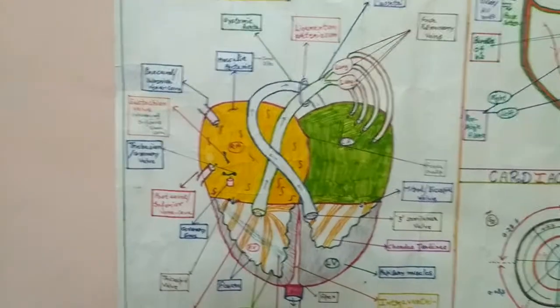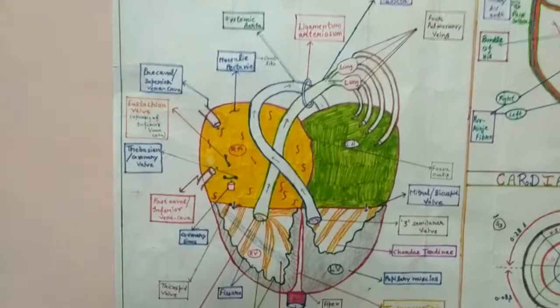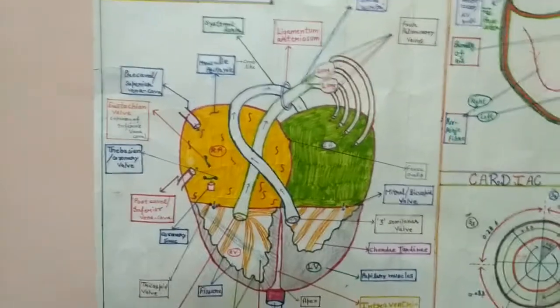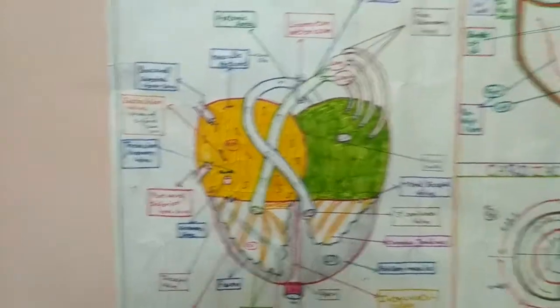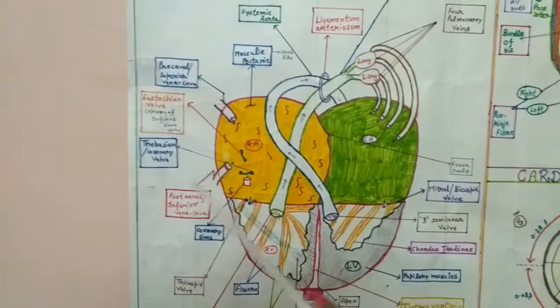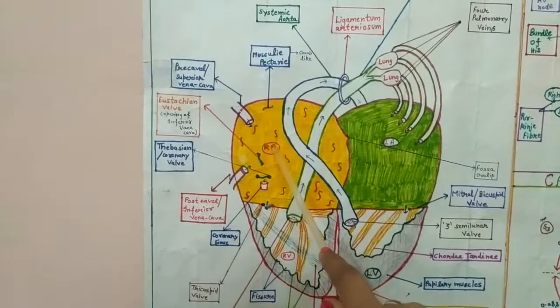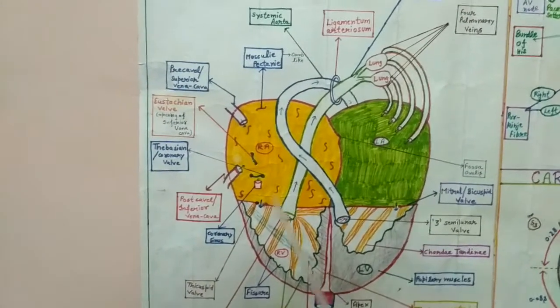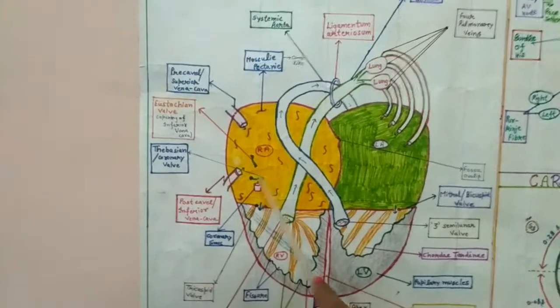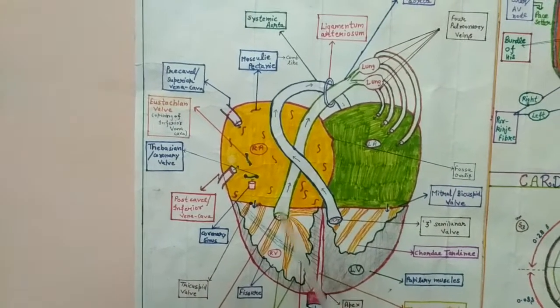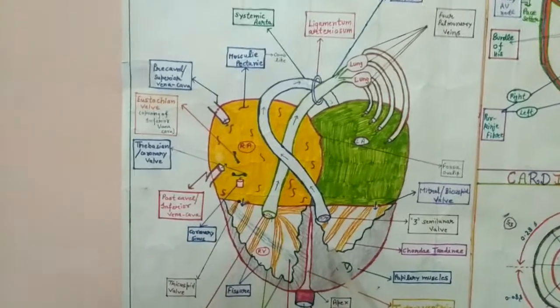Friends, now come towards the chambers of the heart. As you know, the heart is made up of four chambers. So what are these four chambers? As you can see in the picture, there are four chambers. One is the right atrium and one is the left atrium. One is the right ventricle and another is the left ventricle. So all these make the four chambers of the human heart.